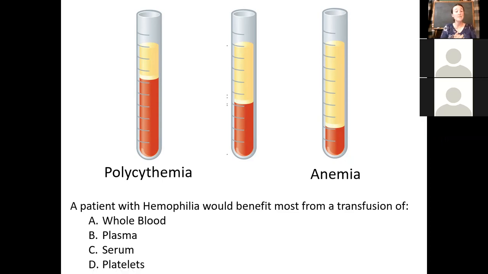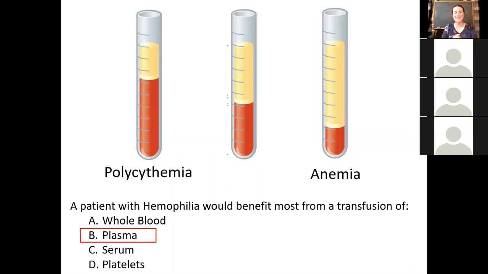A patient with hemophilia would benefit most from a transfusion of what? You can actually give whole blood, plasma, serum, or platelets to patients. So what exactly is it that hemophiliacs need? Do they need... Savannah, do you have an answer? B, plasma. Awesome, very good. So plasma.